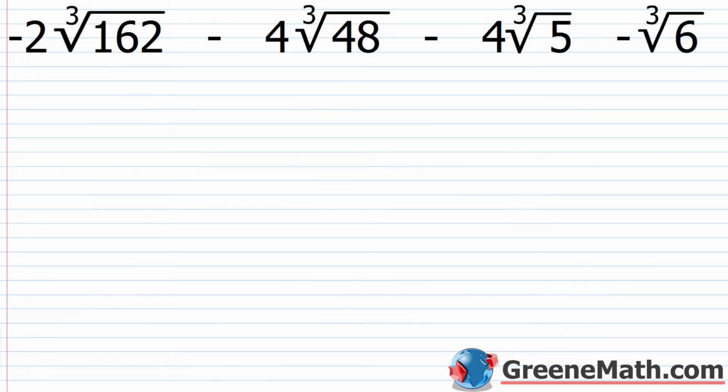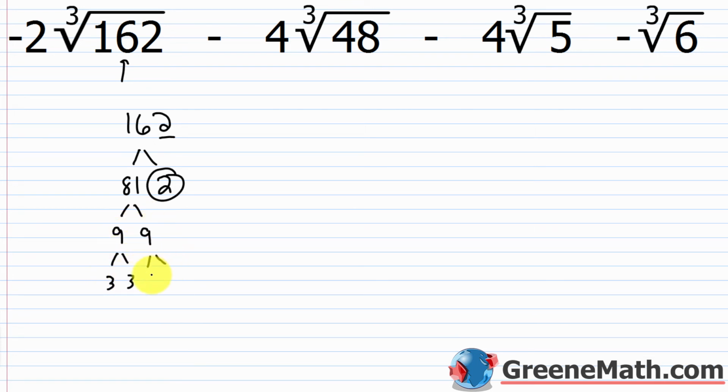All right, for the next one, we have negative 2 times the cube root of 162 minus 4 times the cube root of 48 minus 4 times the cube root of 5 minus the cube root of 6. So let's take a look at 162. We would first want to factor that. So what would this factor into? Well, it's divisible by 2, so let's just start with that. If I divided this by 2, I would get 81. So 2 is prime. 81 is what? It's 9 times 9. We know 9 is what? It's 3 times 3.